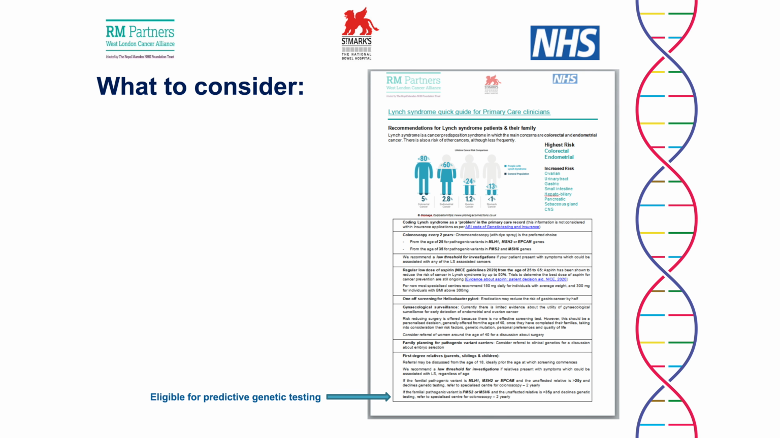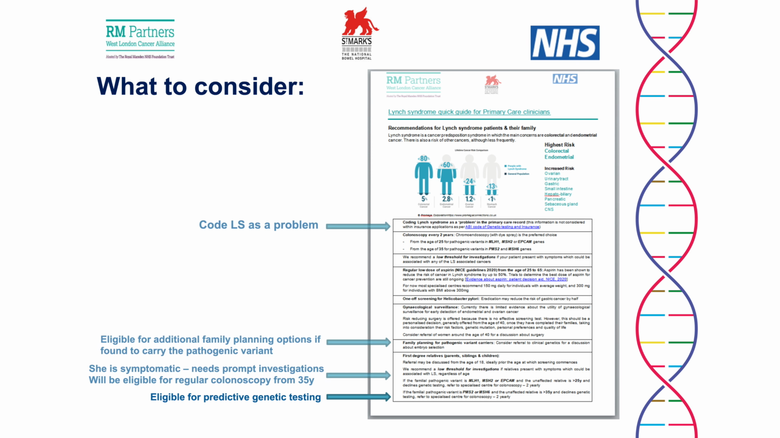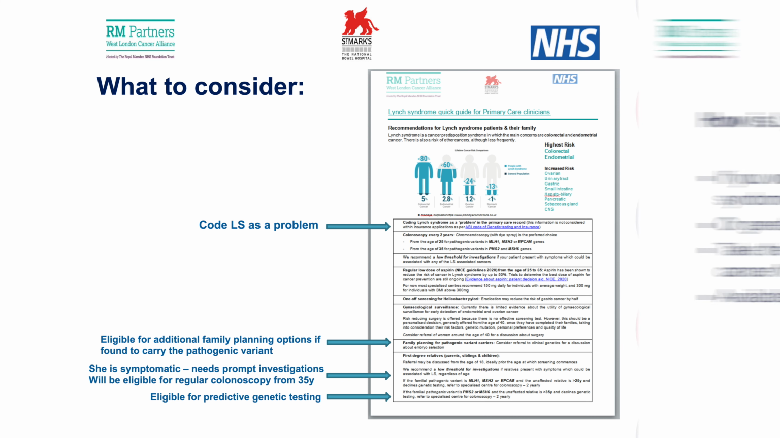She is eligible for genetic testing. If she declines predictive genetic testing and hasn't had testing by the age of 35, refer to gastroenterology for 2-yearly colonoscopy. Overall, following this assessment, the guide will have helped you to identify that Mary needs prompt referral to gastroenterology for a colonoscopy and referral to her local genetic centre for predictive genetic testing and family planning.